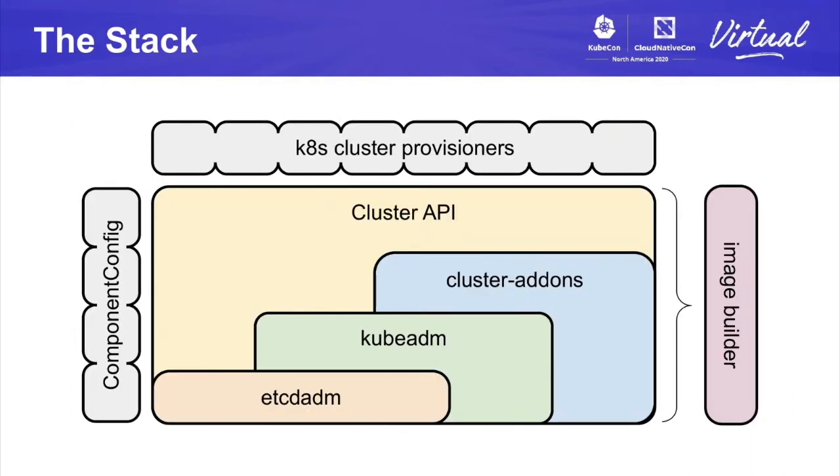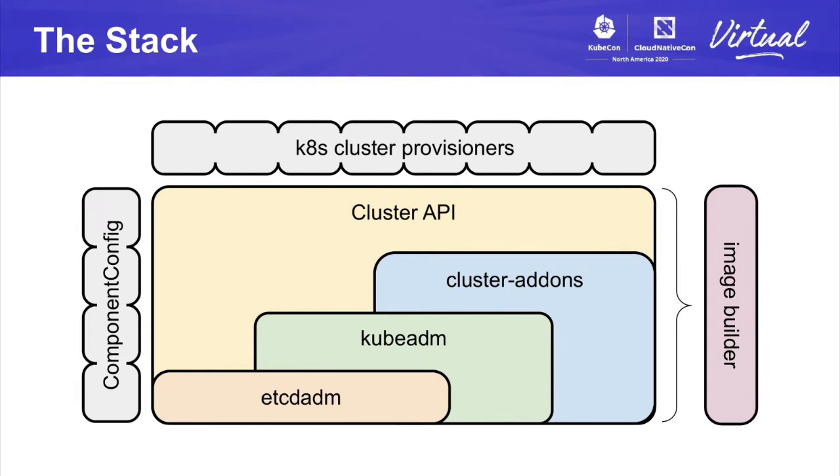So on this slide, we have a diagram of the current stack of tools that we are working on. At the bottom, we have etcdadm. Etcdadm is potentially a manager of etcd clusters, a CLI and a library that is work in progress, potentially consumable by high-level tools. On top, we have kubeadm. Kubeadm is a cluster bootstrapper, as a lot of people should know already. And cluster add-ons is a project where we are working on standardizing the way add-ons are deployed in a cluster and how they are managed as a life cycle, like how do you upgrade them, how do you downgrade them.